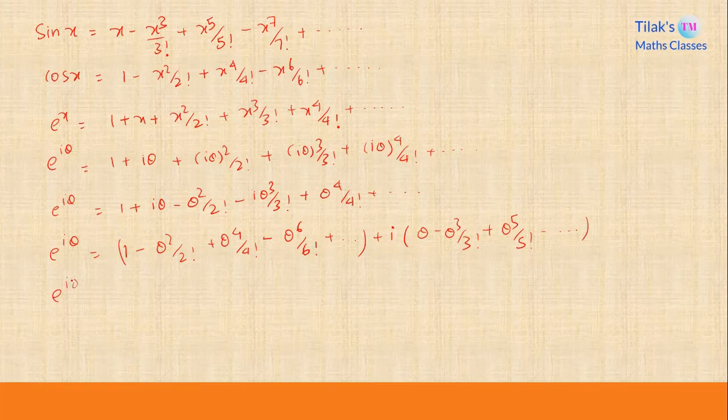So e power i theta is equal to, now you can observe that this is in fact the expansion of cos theta plus i into this being the expansion of sin theta. So we will get e power i theta is equal to cos theta plus i sin theta. This is called Euler's formula.